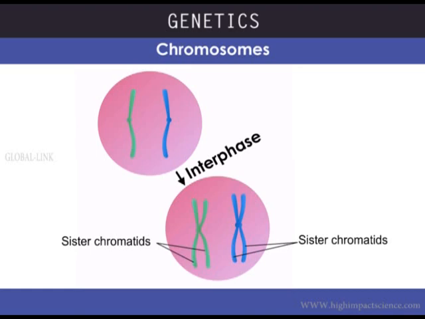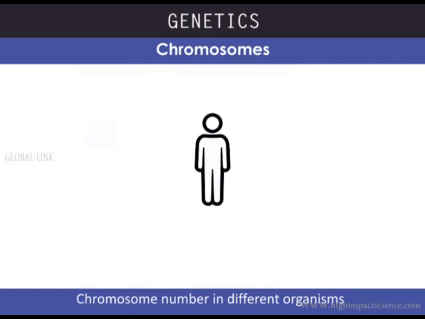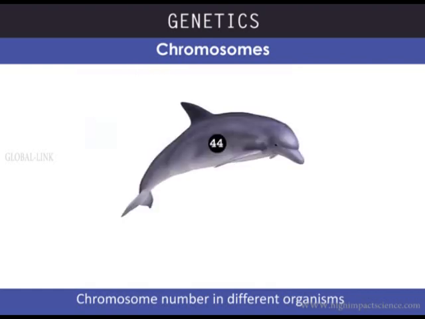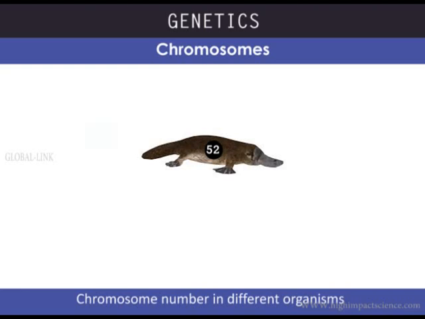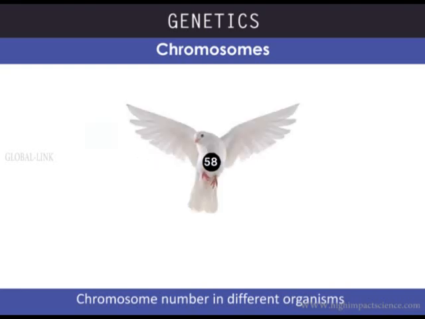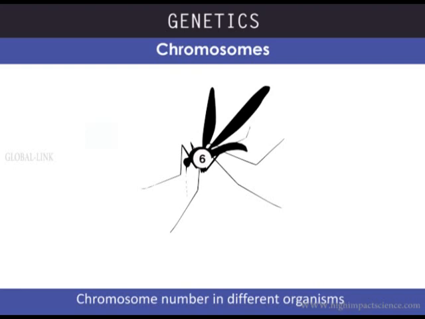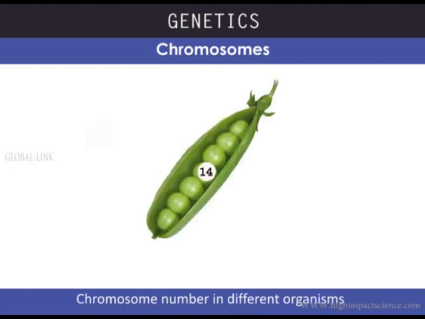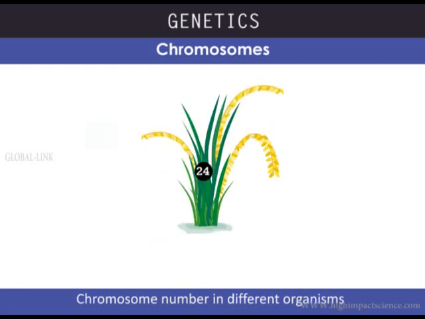Different organisms have different number of chromosomes. For example, humans have 23, dolphin has 44, platypus has 52, dove have 58, mosquitoes have 6, bees have 14, rice has 24, and so on and so on. And so you can see the chromosome number is not necessarily related to the complexity of the organisms.